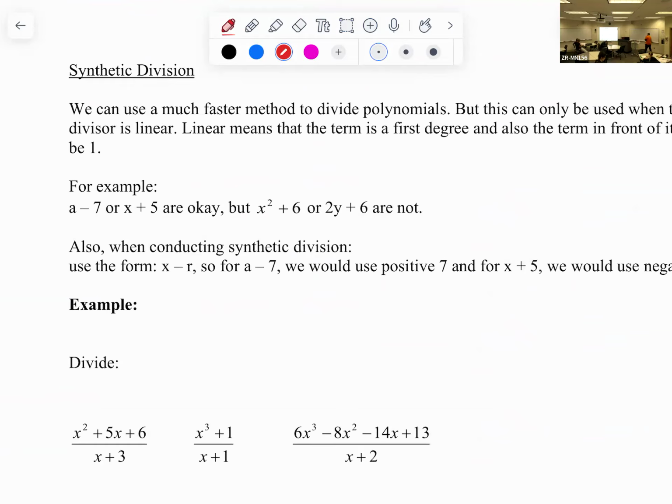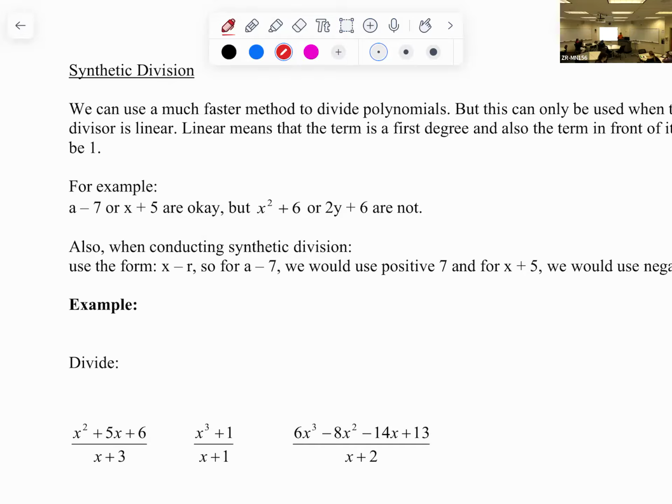What I like much more is synthetic division. Now, polynomial division always works. Synthetic division only works in very special cases. Those special cases are a degree of 1 as your divisor and a coefficient of 1. So if I was dividing by x minus 7 or dividing by x plus 5, that would work. It does not work if my divisor was x squared plus 6 or 2y plus 6. That coefficient is not 1, and this degree is not 1.